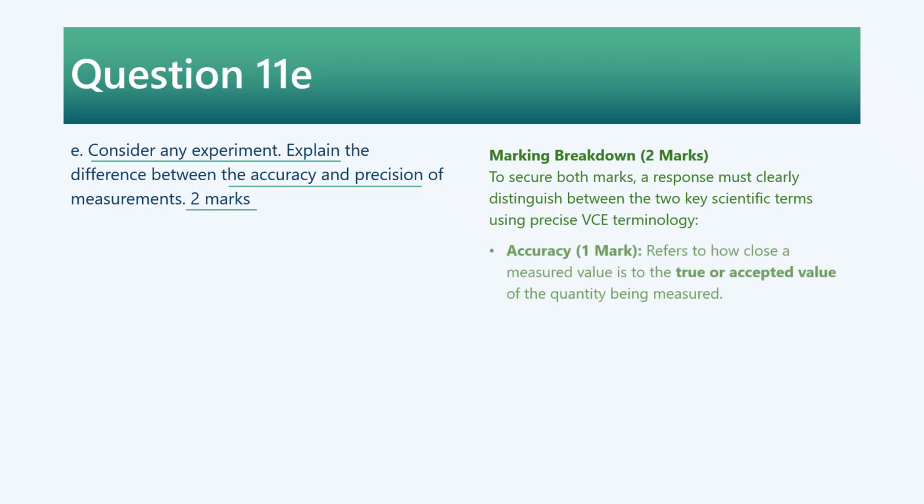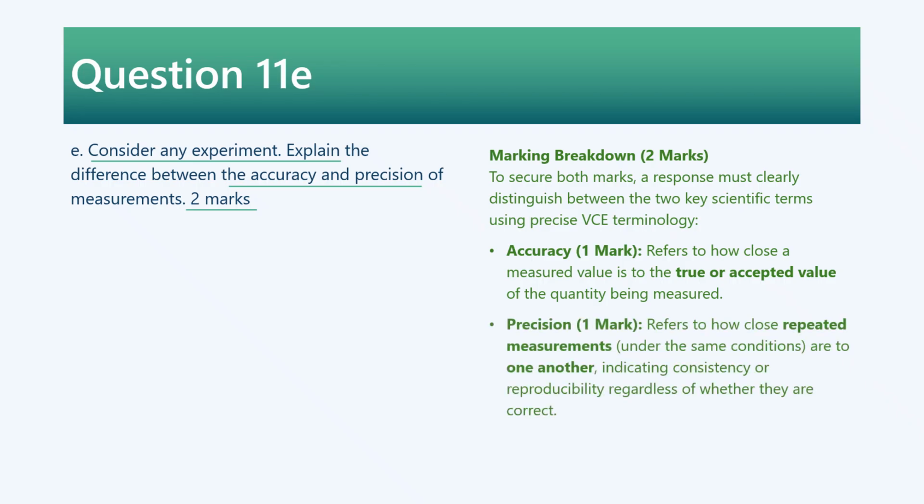Accuracy, 1 mark, refers to how close a measured value is to the true or accepted value of the quantity being measured. Precision, 1 mark, refers to how close repeated measurements, under the same conditions, are to one another, indicating consistency or reproducibility regardless of whether they are correct.